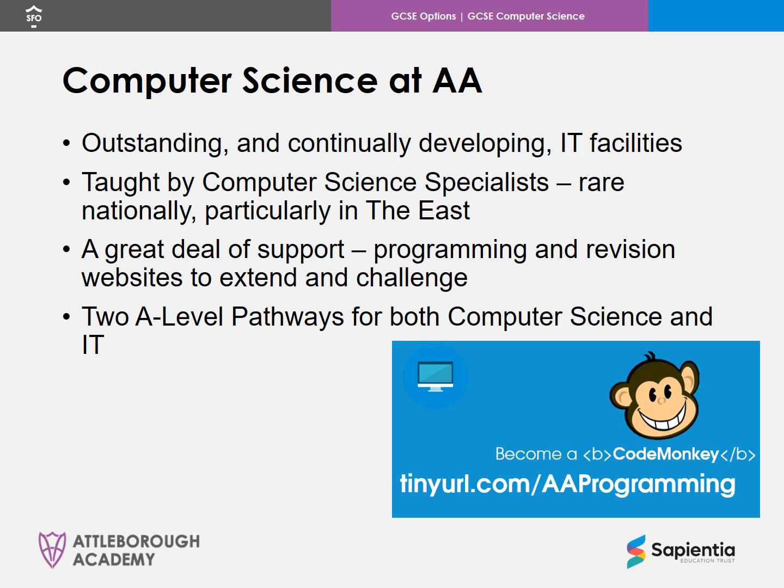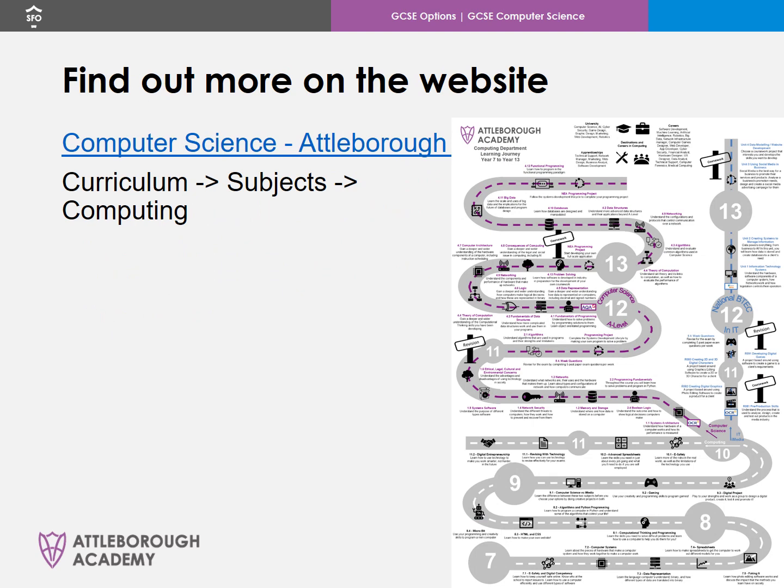You can have a look at it now if you'd like to. It's tinyurl.com/AA programming. You just need to sign in with your school email address and password. You can find out more about the units that we teach and the options that we offer in the computing department on our school website. If you go onto curriculum, subjects and computing, you'll also be able to identify the sequence that we teach these in as well and the rationale behind that.